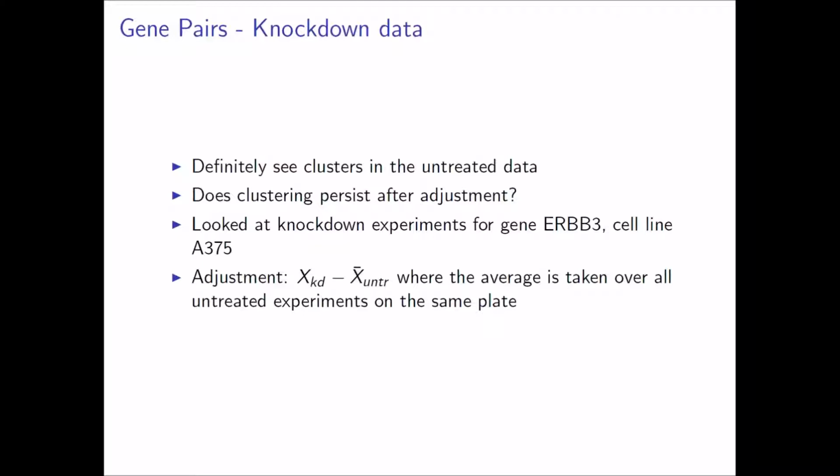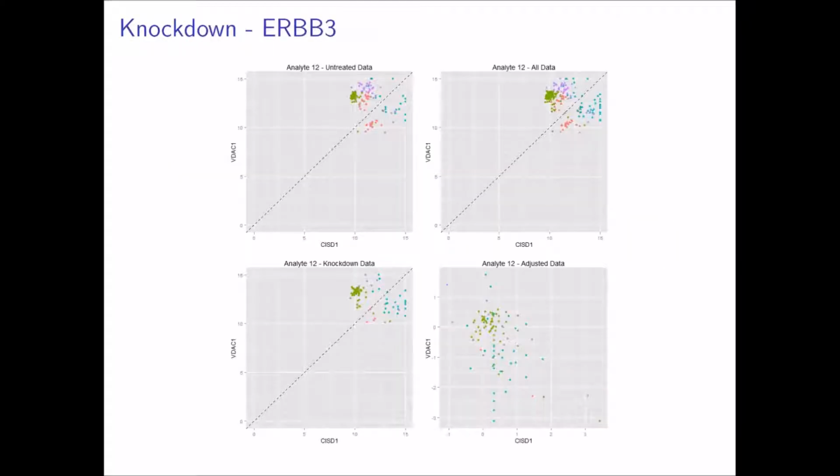So I see clusters in the untreated data. What happens if I look after I adjust for these untreated experiments on the perturbation data? One data set I looked at is knockdown experiments for gene ERBB3 in this cell line. Here I take the gene expression level for an experiment and subtract out the average of all the untreated experiments on the same plate, hopefully getting rid of some of the plate effect that we've seen before.